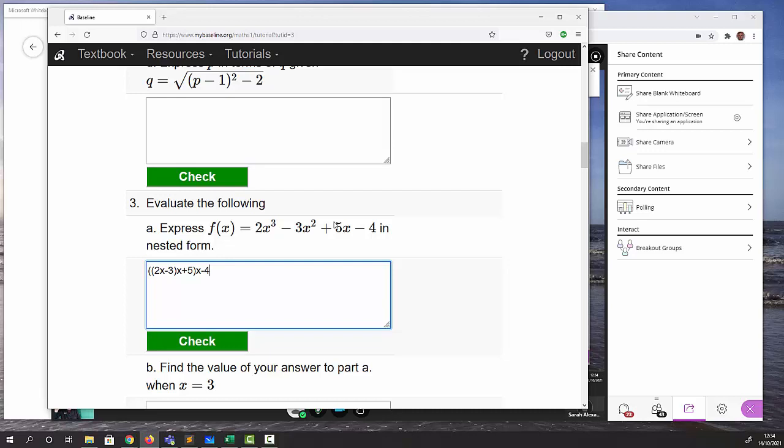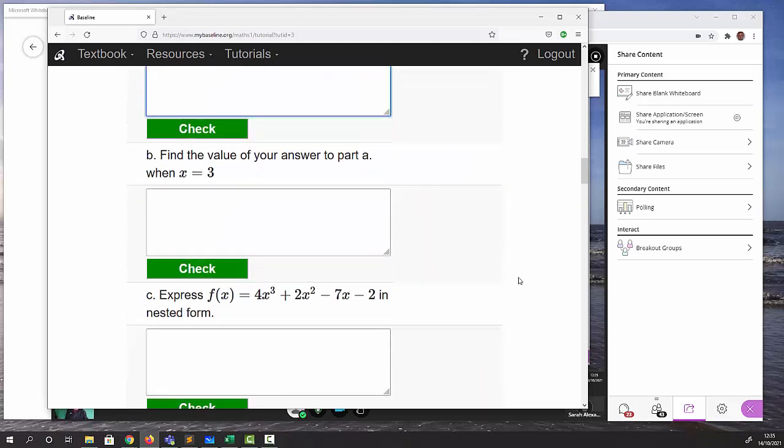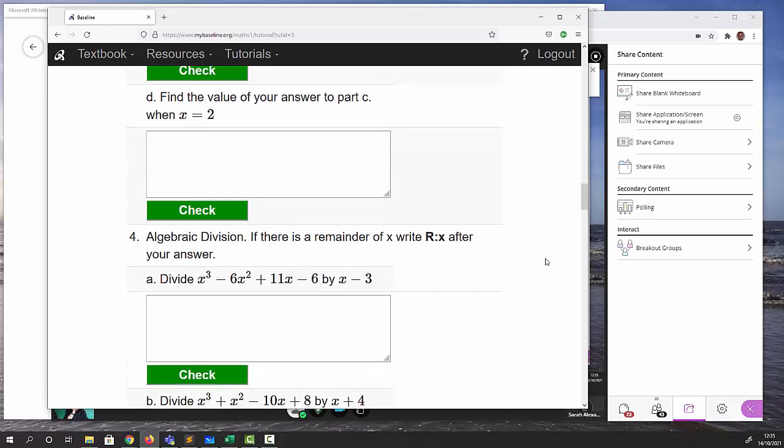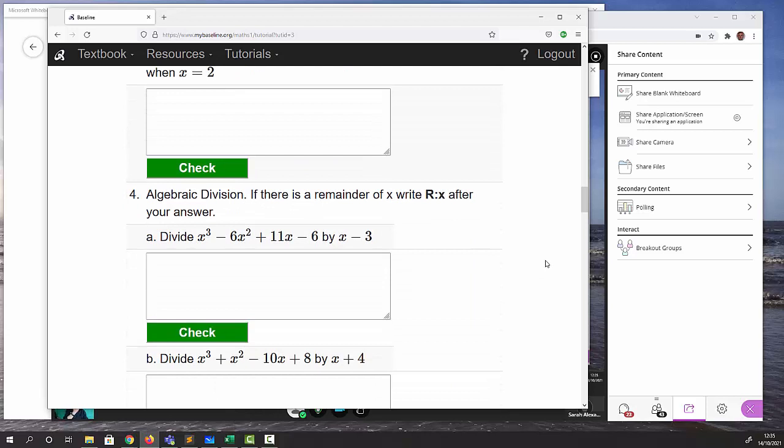It's that easy. And then section B says evaluate that when x equals 3, which is what I did earlier. 2 times 3 is 6, minus 3 gives you 3. 3 times 3 is 9, plus 5 is 14. 14 times 3 is 42. Minus 4 is 38. You know, I couldn't do this in my head, but I can do that in my head. You see the point? Okay. C and D are basically the same question, but with different values. Algebraic division.